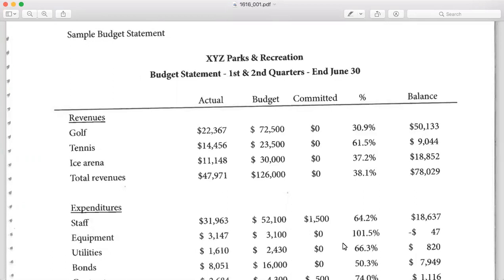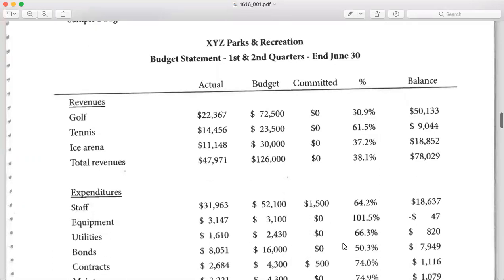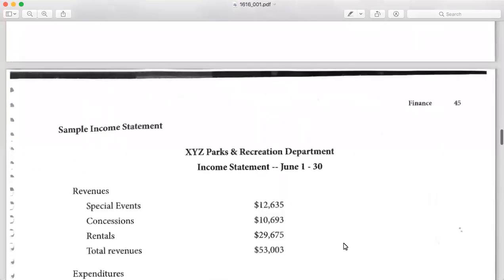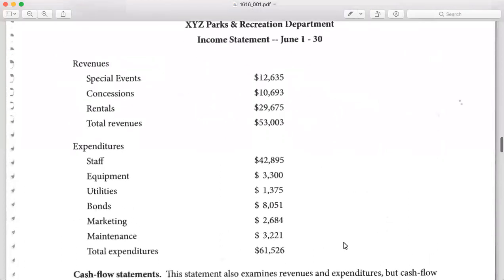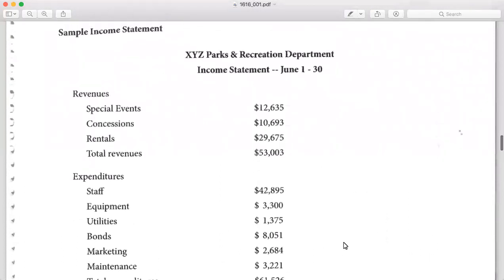Okay, so income statements. These statements demonstrate the profitability of the facility or cost center during a period of time, such as a month, quarter, or fiscal year. I'm going to bring that up. So here's a sample income statement while I'm going over this that you can look at.